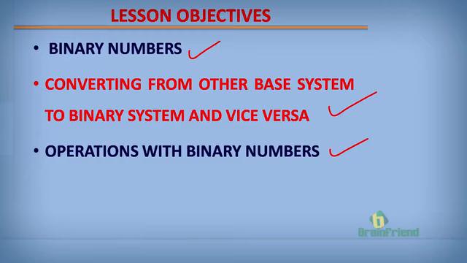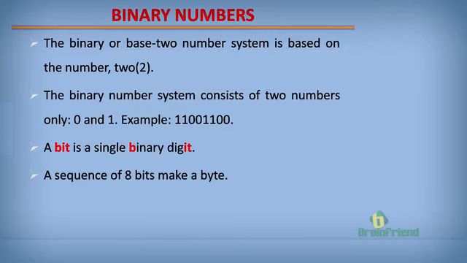binary numbers. Now, the binary or base 2 number system is based on the number 2. Remember, the denary system or base 10 system is based on the number 10. But the binary or base 2 number system is based on the number 2. The binary number system consists of two numbers only. They are 0 and 1. An example is 11001100. This is actually a number in base 2.